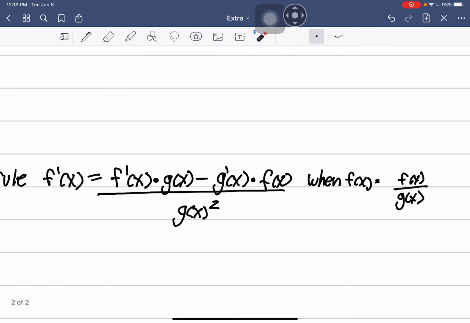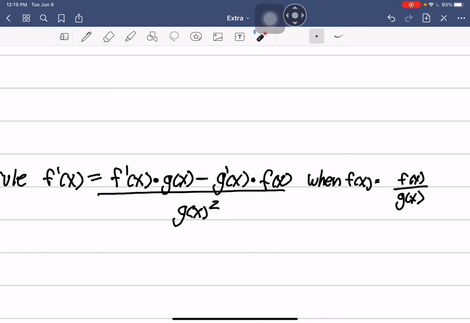So when f of x is equal to f of x over g of x, so our numerator and our denominator, we use the quotient rule, f prime of x. So we have f prime of x times g of x, minus g prime of x times f of x, over g of x squared.